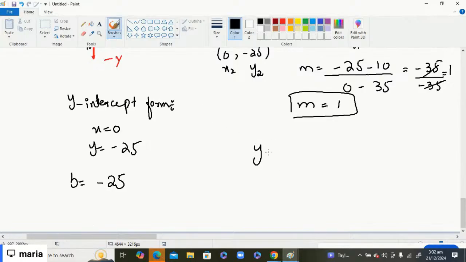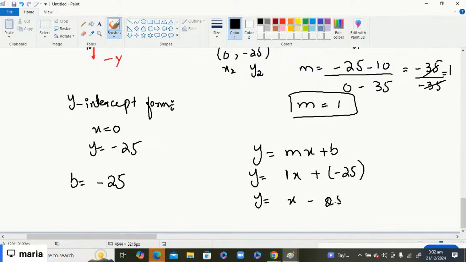Now the equation is y equals mx plus b. So your y is equal to, what is your m? That is 1x. And what is your b? That is minus 25. So your y is equal to x minus 25, and that is your answer. This is the equation now.